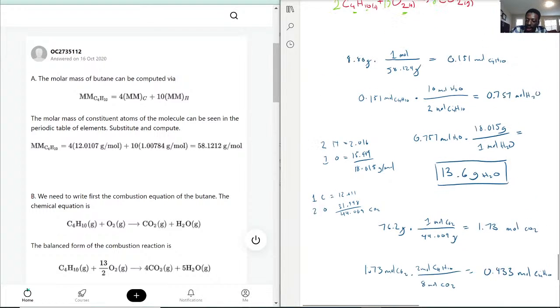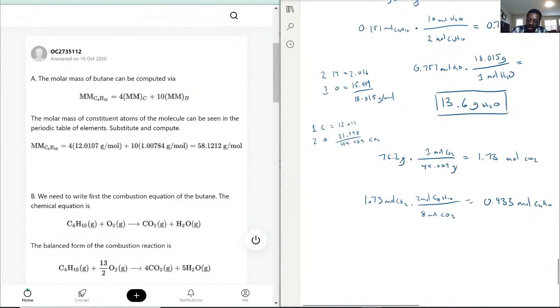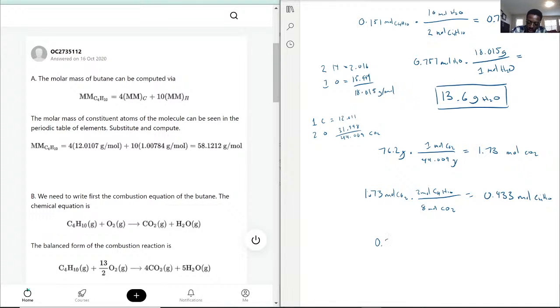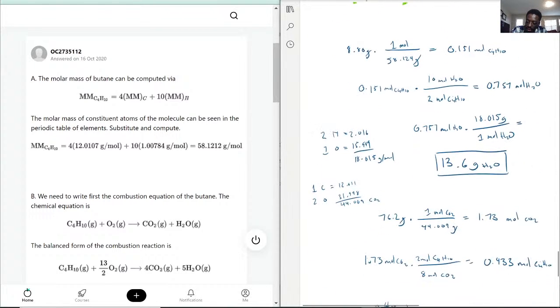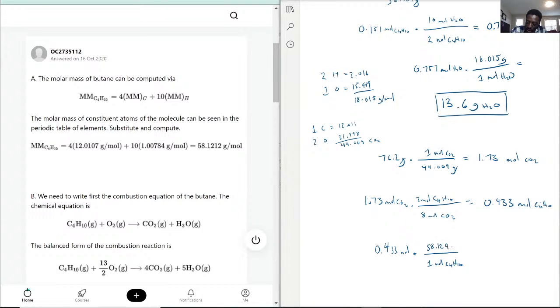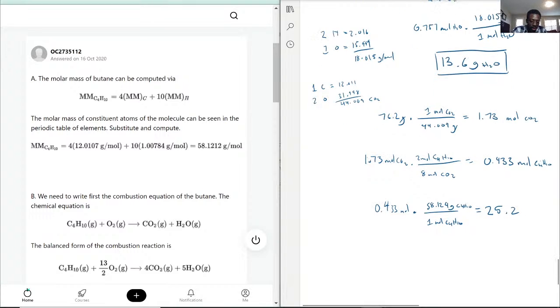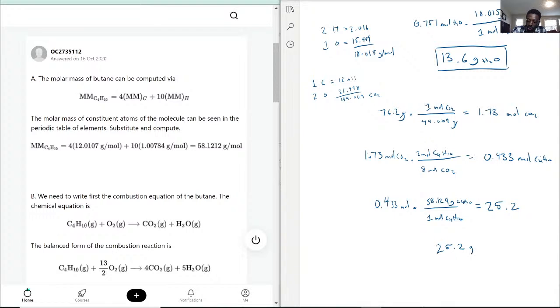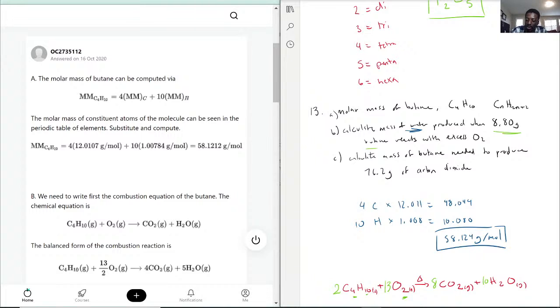Okay, and now the last part is we refer back to our molar mass up here. So to get from moles to grams, it'll be 0.433 moles times 1 mole of the C4H10 is equal to 58.124 grams of C4H10. Okay, and now what do we get? 58.124 times that value, 25.1. Well, if you round it properly, 25.2. Okay, so there's 25.2 grams of C4H10 needed to produce 76.2 grams of carbon dioxide.